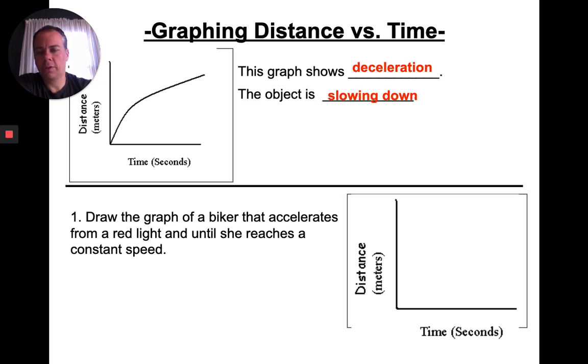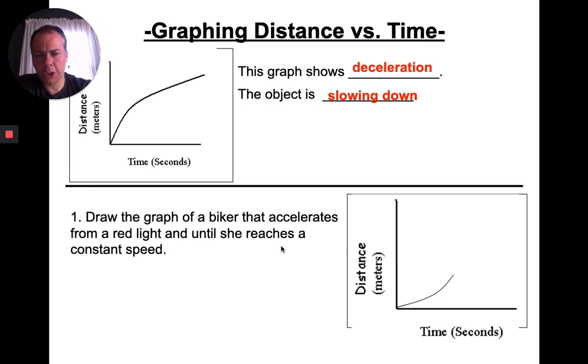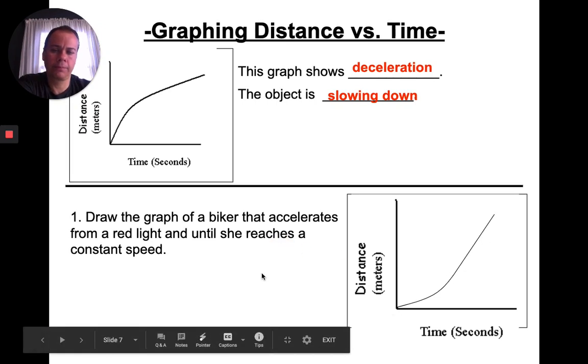So if the biker is at a red light and then accelerates to reach a constant speed, we have our initial start, this line curving up, but when she reaches a constant speed, that line then straightens out. Hopefully your graph looks similar to that.